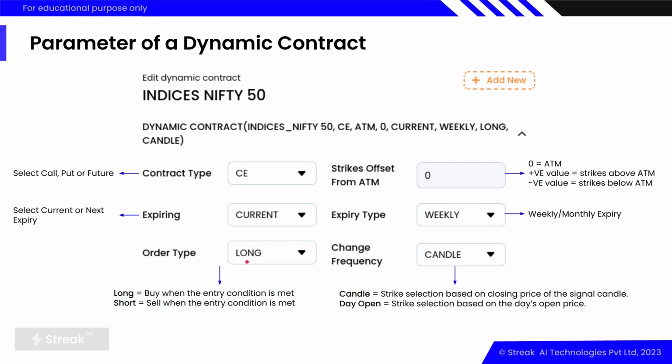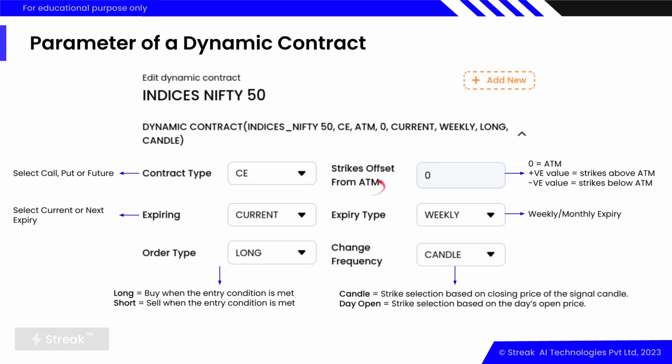Here you will select if you want to go long or short on this contract when your entry condition is met. And then, most importantly, this can be a little confusing for some, so please pay attention over here and understand this option very well. Basically here you can select 2 things. You can either go for candle or day open. So the change frequency lets you set the reference price for selecting your strike prices.